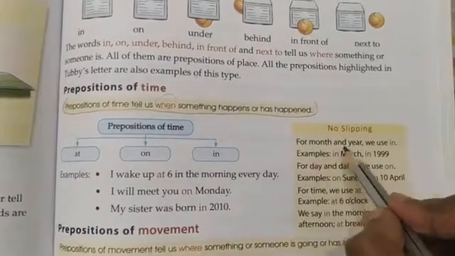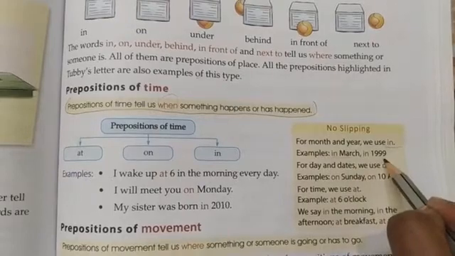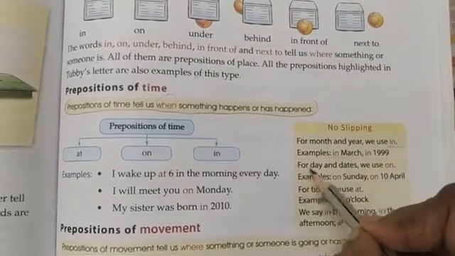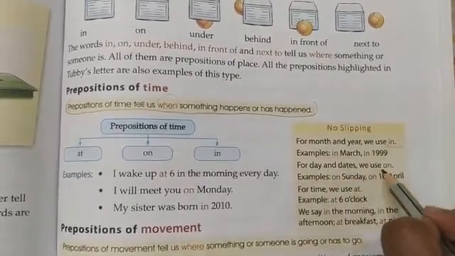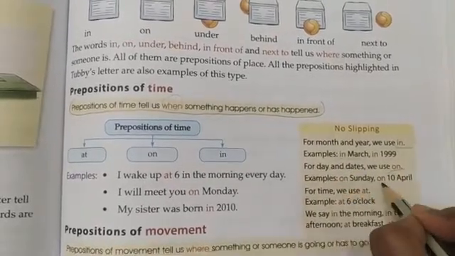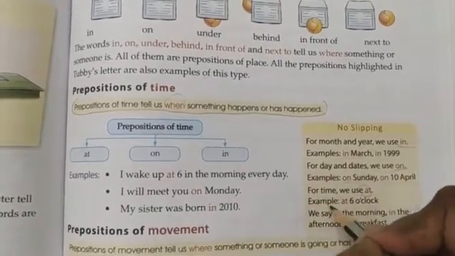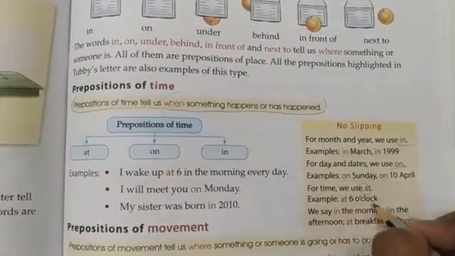Okay, so here again, for prepositions of time, something is given. For month and year we use in. Example, in March, in 1999. Then for days and dates we use on, like on Sunday, on 10 April. For time we use at, for example, at 6 o'clock.